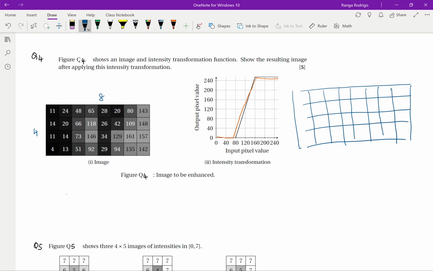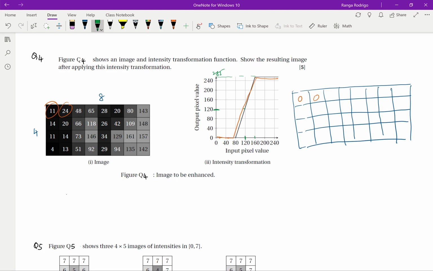Okay, these are the locations you need to find. First, let's take this value 11. So when the input intensity is 11, somewhere here output intensity is 0. When the input intensity is 24, output intensity is 0. So 24 is here. You see, this maps the input intensity to the output intensity. So let's take 120 for example. If the input intensity is 120, output intensity would be 120. So if the input intensity is 160, output intensity would be 255.